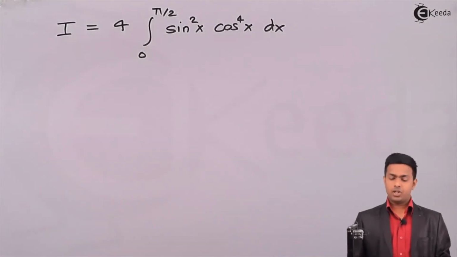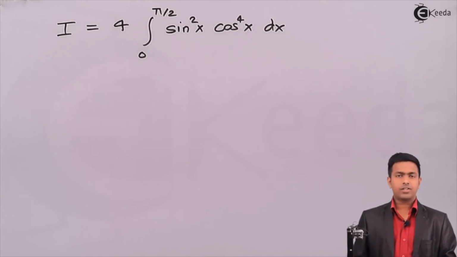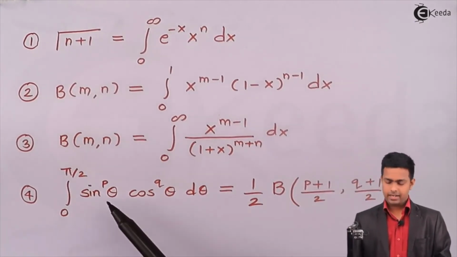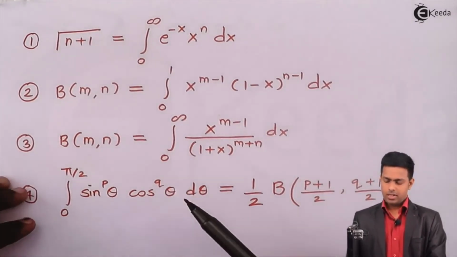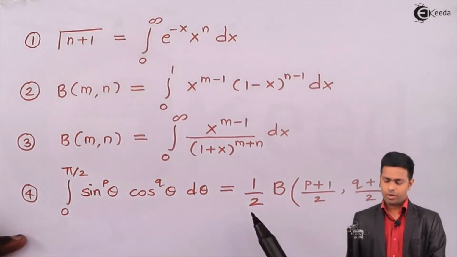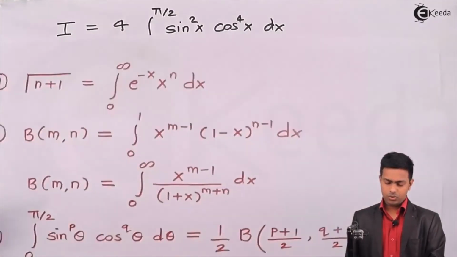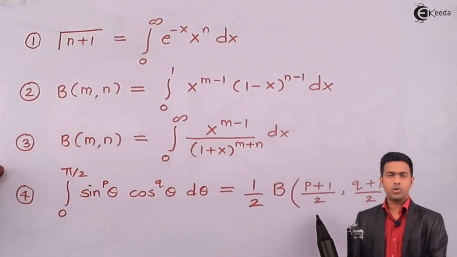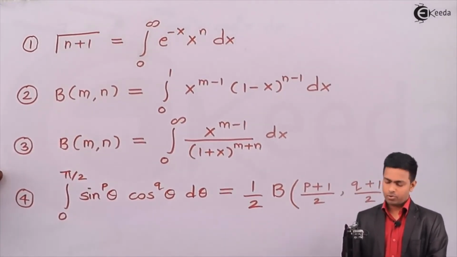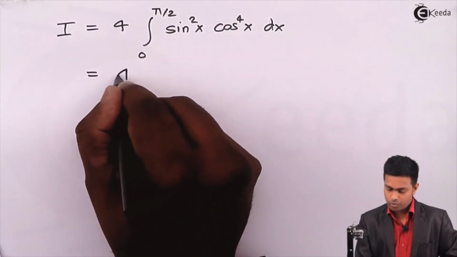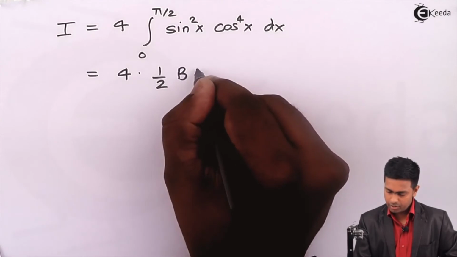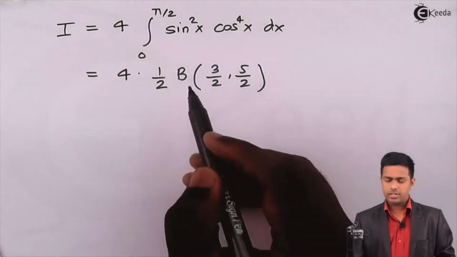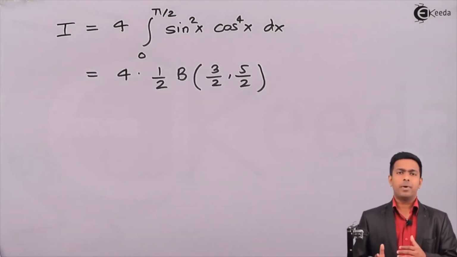And now it is matching with the definition of beta function. So let's see the definition once again. As per the definition, the power of sine is p, and for cos it is q, and here we get p plus 1 by 2, q plus 1 by 2, 1 by 2 outside. Now here the power of sine is 2, so p is 2 and q is 4. So this will be 2 plus 1 by 2, that is 3 upon 2, and 4 plus 1 by 2, that is 5 upon 2. So here I'll say it is equal to 4 into 1 by 2 beta of 3 by 2 comma 5 by 2. Now we'll solve this beta function by using the relationship between beta and gamma.